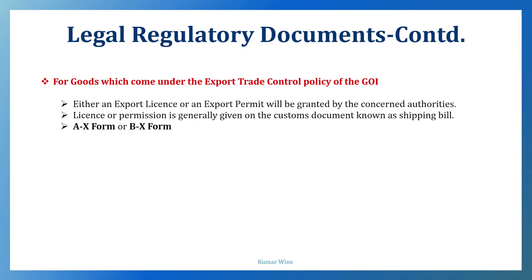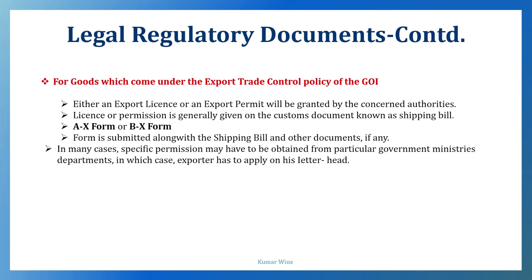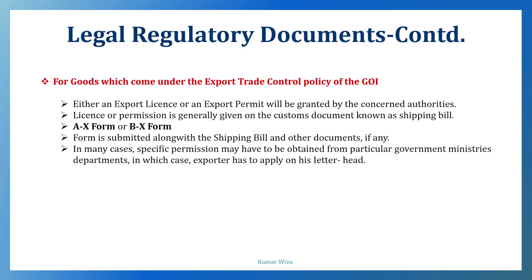It could be either A10 or B10 form. This form is submitted along with the shipping bill and other documents, if any. And in many cases, a specific permission may have to be obtained from particular government ministries or departments, in which case the exporter has to apply on his letterhead.